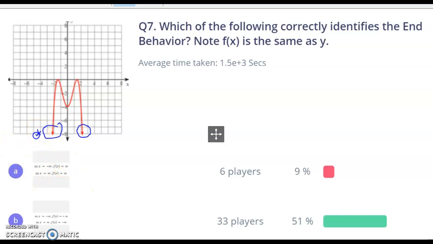So this one is x goes to negative infinity. We all see that the y is going down. So y is also going to negative infinity. And then the other arrow, as x goes to positive infinity, the y is going down to negative infinity. And that was choice B. The other choices aren't here, but that would match choice B. And I mentioned in the directions, I added this: f of x is the same thing as y. It's just a different notation.